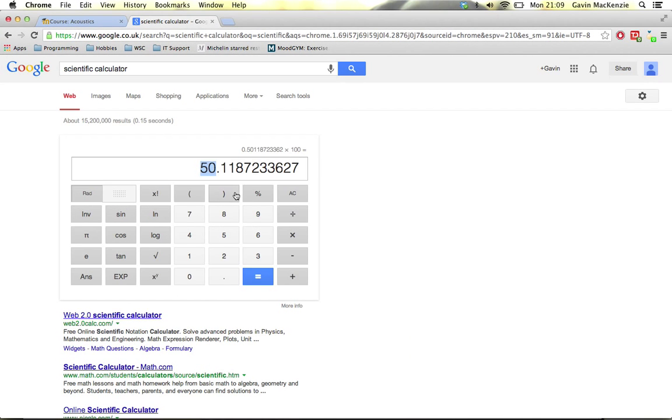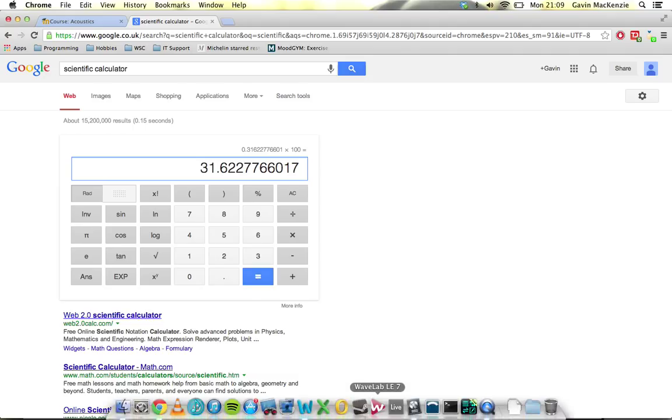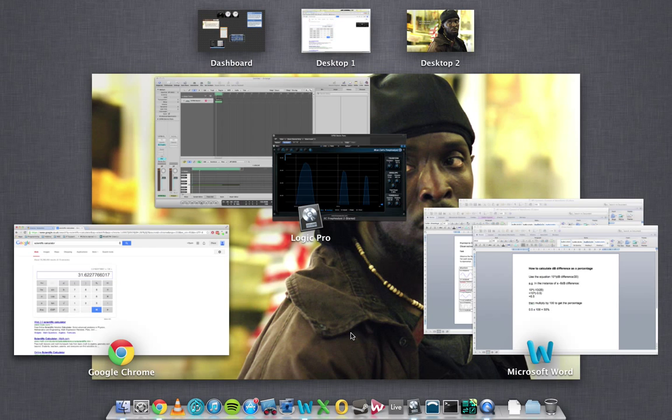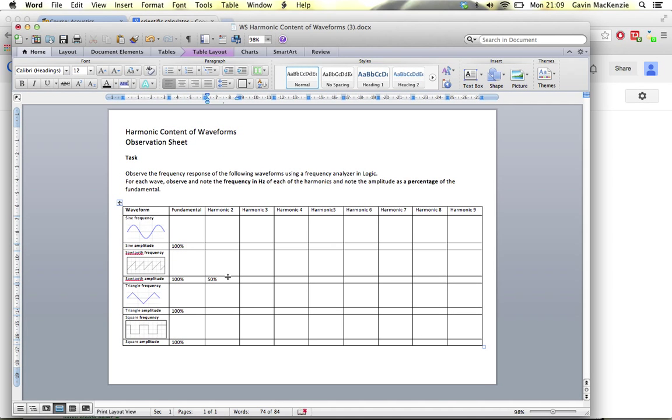Back to the scientific calculator. AC up here will clear everything. So it's 10 to the power of minus 0.5. That gives us 0.31. Multiply that by 100 to give us the percentage. 31.62277. So 31% or 30% is basically it. So we can go back to our sheet here and say that the third harmonic is essentially 30%.